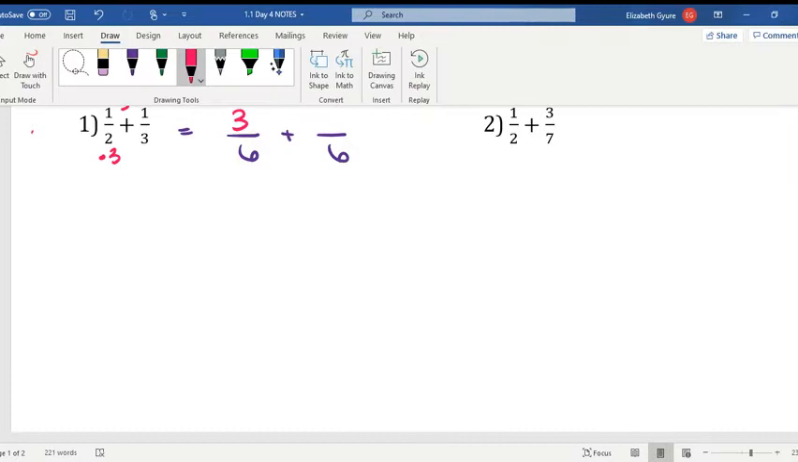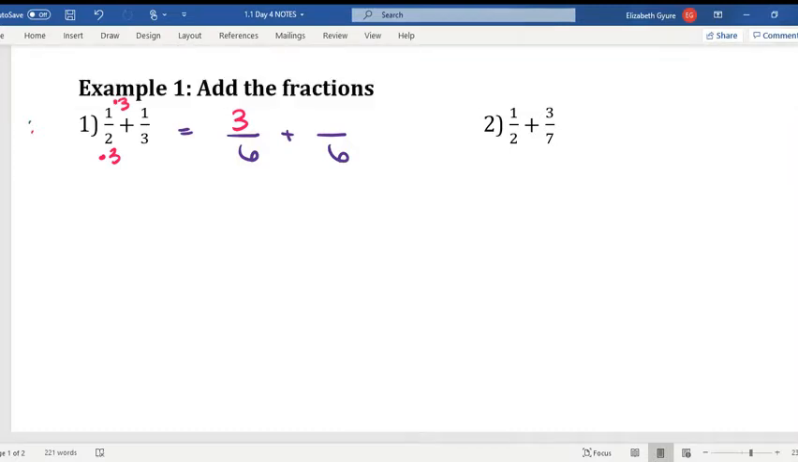Okay, let's look at the other one. I then changed my denominator of 3 into a 6, right? What did I multiply that by? Jaden? 2. So if I multiply the bottom by 2, what do I need to multiply the top by? 2. And then what's 1 times 2? 2. Yep, good job, Aiden. All right, good.